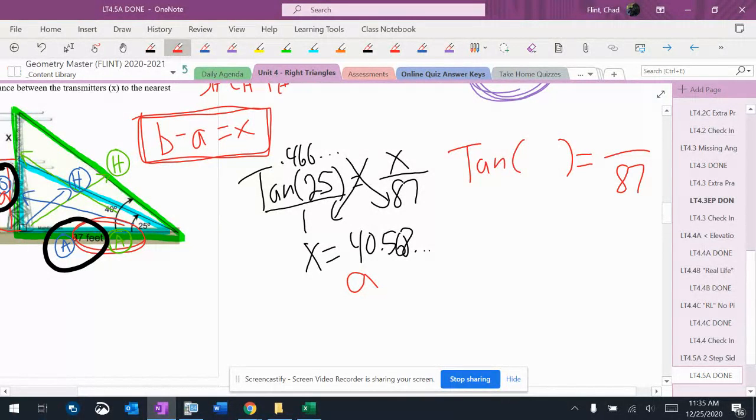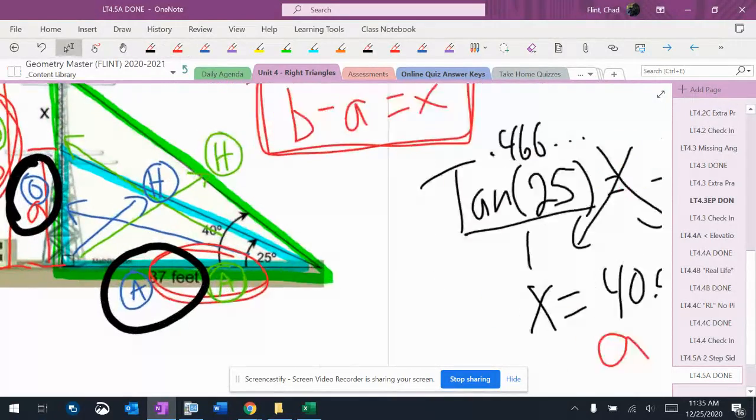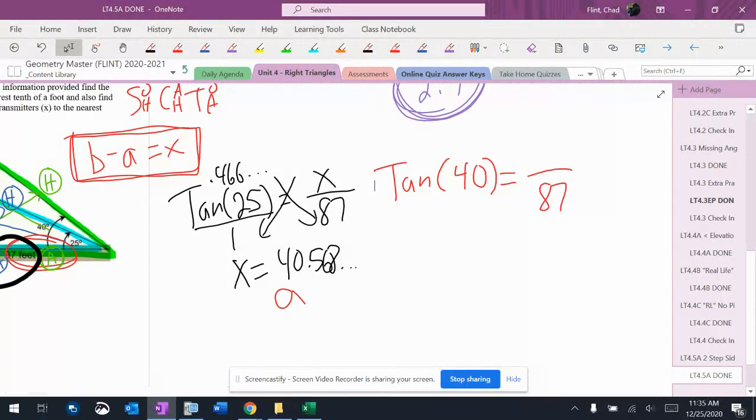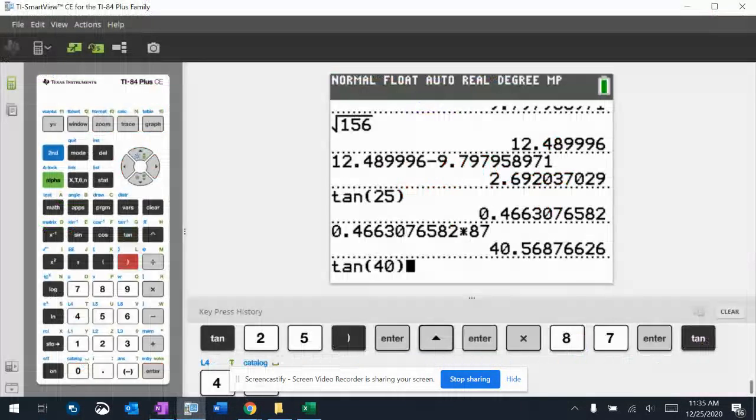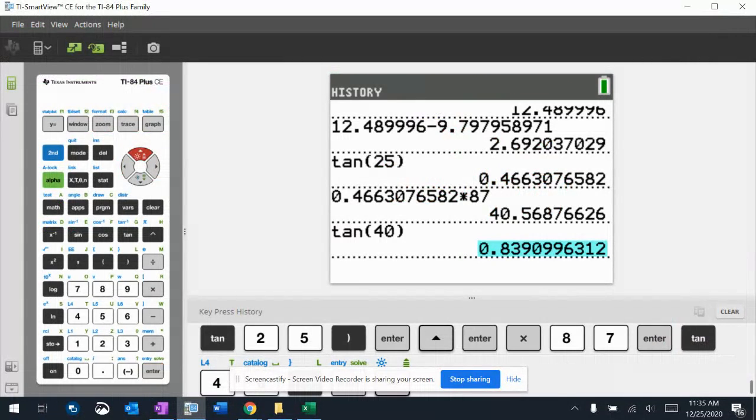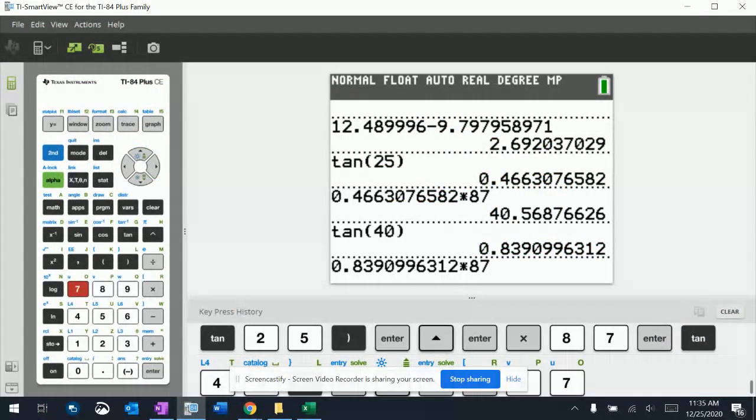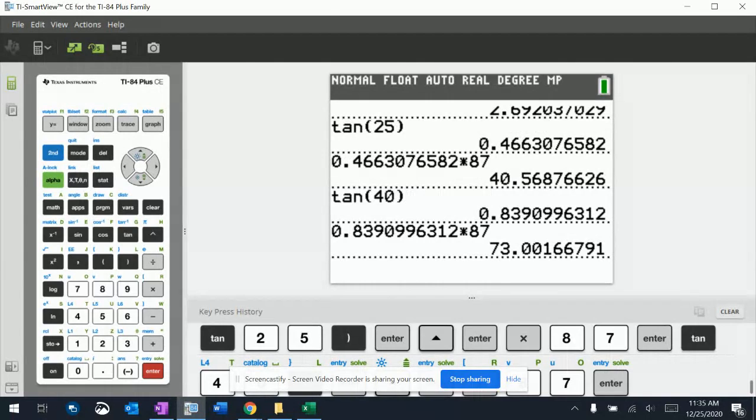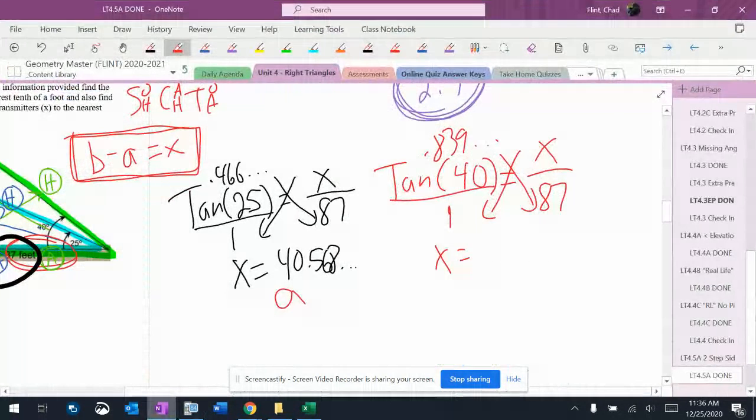So I know that's 87, it's the adjacent. I know the angle is 40. Let me try to do some lines with that. Yeah, 40. And then I don't know the opposite. So again, I know the angle, put it over 1. And I'm going to take my calculator, tangent of 40. It's going to give me 0.839. And then I will cross multiply, and I'll get x equals 73.001.